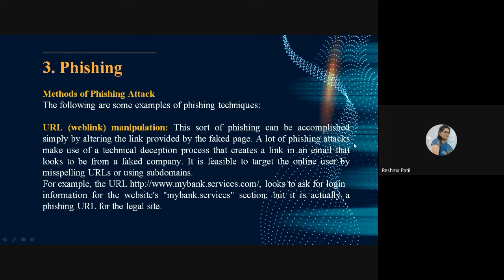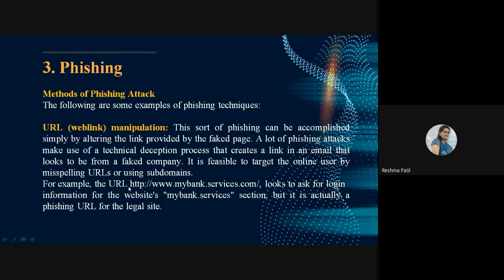A lot of phishing attacks make use of a technical deception process that creates a link in an email that looks to be from a fake company. It is feasible to target online users by misspelling URLs or using a subdomain. Maybe they misspell the URL or use a subdomain. That subdomain will look like your authentic bank website.